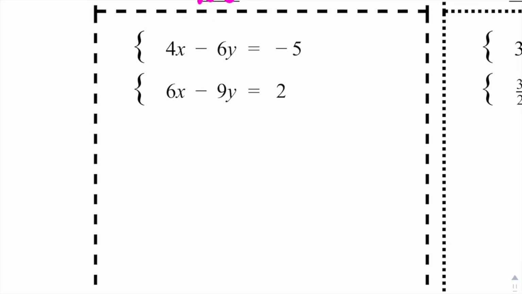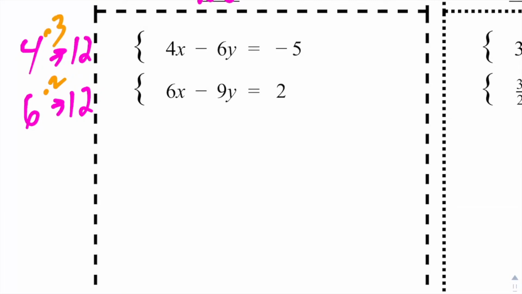Looking at this, we want to use elimination. Remember that we have two requirements: it has to be in standard form, and it has to have the coefficient with a variable that has opposite signs. Both are in standard form, but I do not have opposite signs and the same coefficient. But I know that 4 is a multiple of 12, and 6 is a multiple of 12. To get 6 to 12, all I have to do is times 2, and to get 4 to 12, all I have to do is times 3.